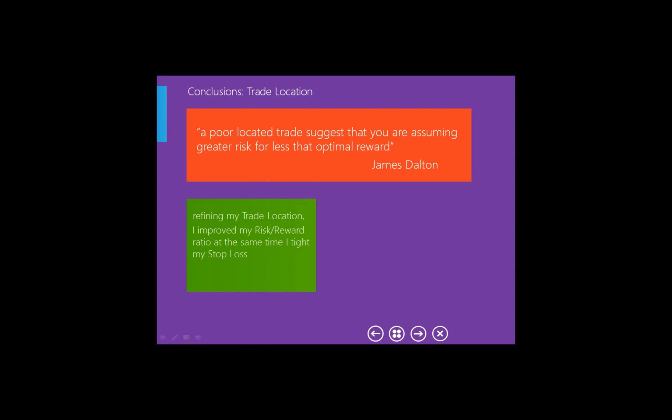In Mind Over Markets, James Dalton talked about how important trade location is. I'm sure you will agree that by improving your trade location, you can improve your risk reward ratio. That is what it's all about: refining the entries. In my opinion, the main goal of Bookmap is that you refine your entries and exits, and improve your location. This is true for whatever system you use.